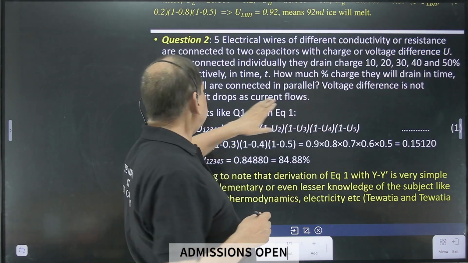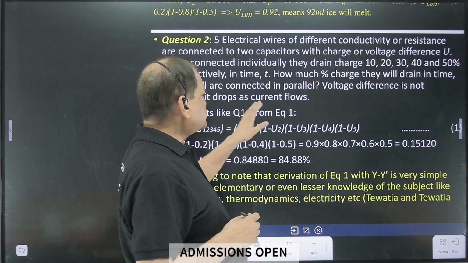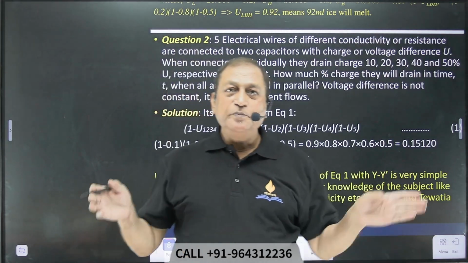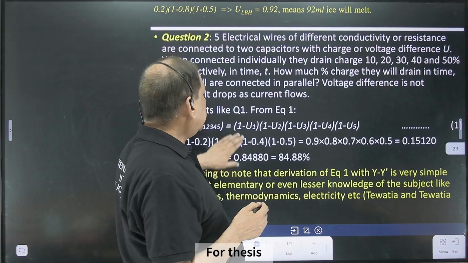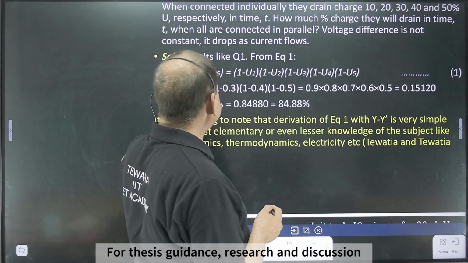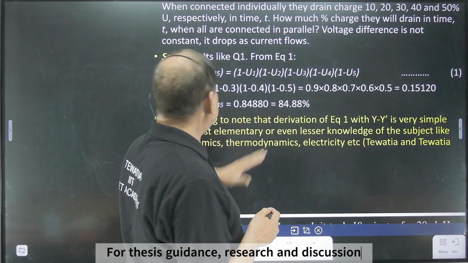Now the voltage difference is not constant, it drops as current flows. Please do not compare it with a battery. Its voltage is constant even if current is flowing. That is similar to that thermodynamics example. Using this, it is calculated like this.